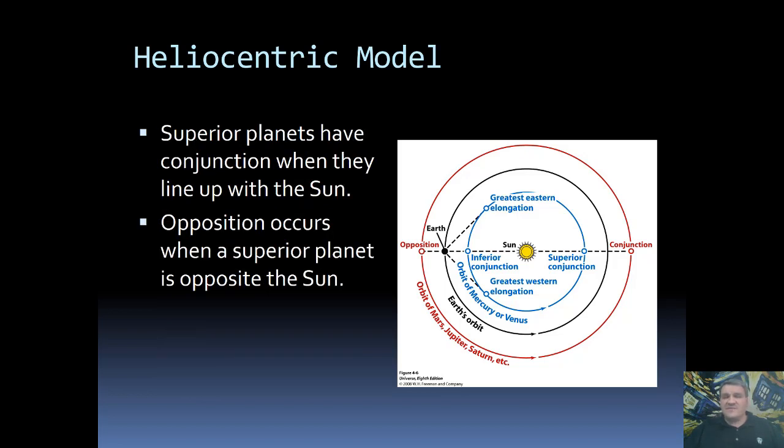Superior planets also have some special locations. In this case, it's just two. We have the point of conjunction, which is again where it's going to line up with the Sun. But because the planet has a larger orbit than the Earth, it's only going to line up with the Sun when it's the farthest away from the Earth. The other special point is the point of opposition. Opposition is where the planet is going to appear opposite the Sun from our point of view here on the Earth. So at opposition, it is opposite the Sun. Notice that during opposition, the planet is at its closest to the Earth.